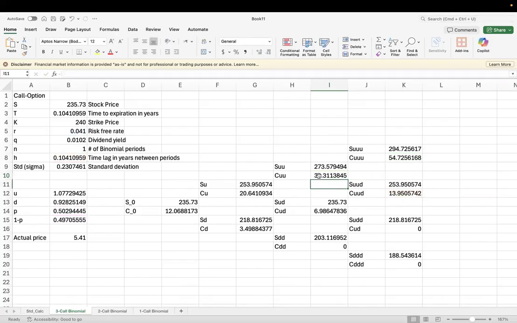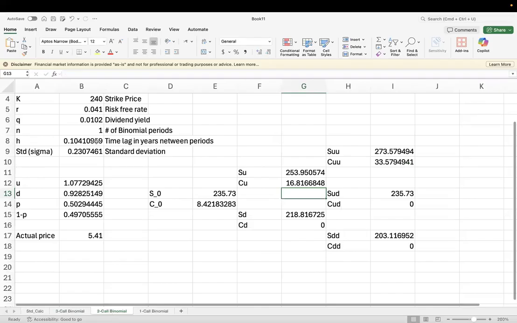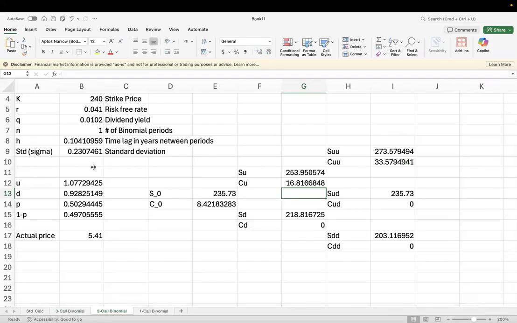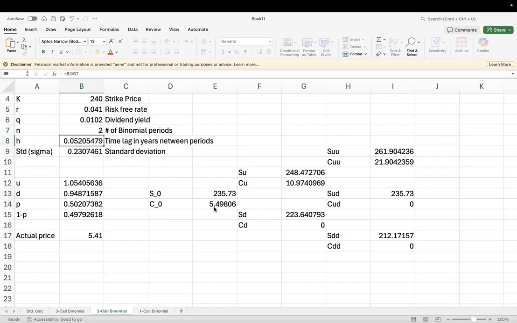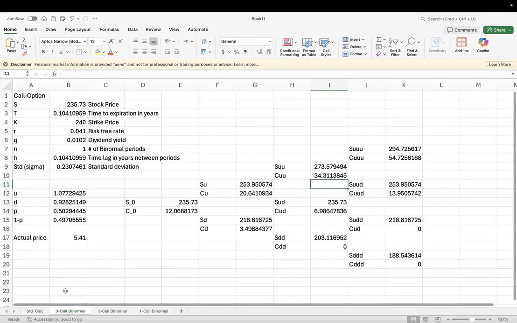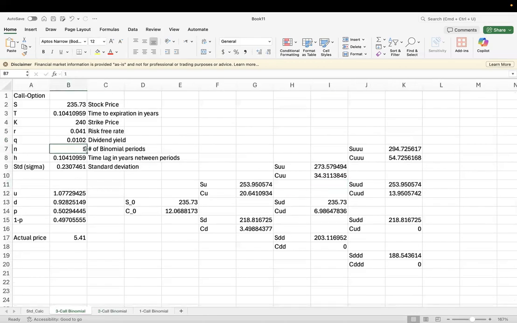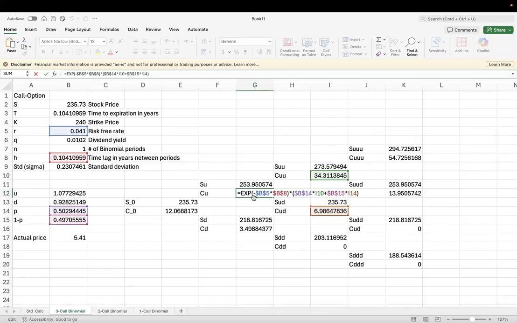Okay. Now the mistake that I made in binomial option pricing for two time periods: here I forgot to change 1 to 2. I have to do that. And then look at this, 8.42 changed to 5.49. So a much more accurate number. And then here, I gotta change this to 3. Let me just calculate everything and then change that to 3. Let me make sure that this one looks good.